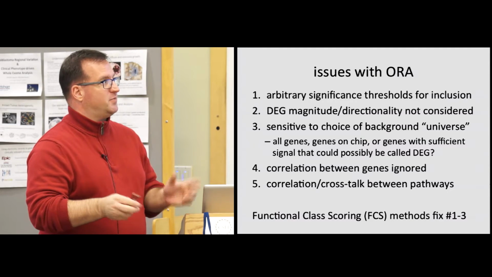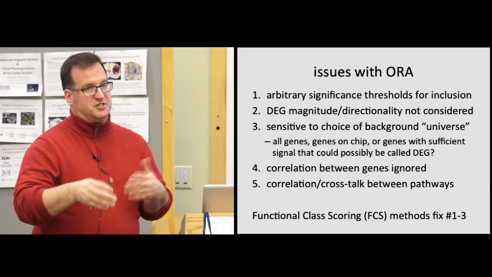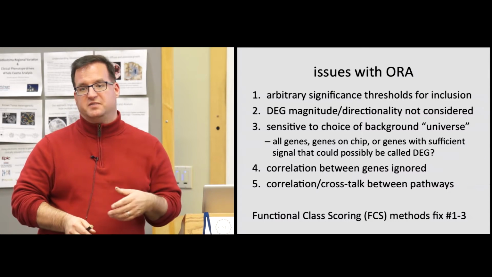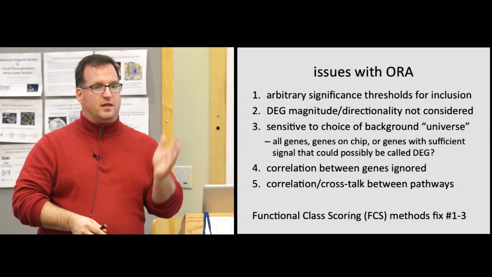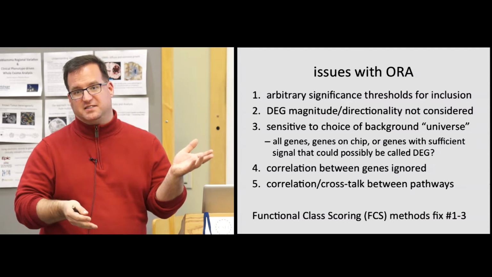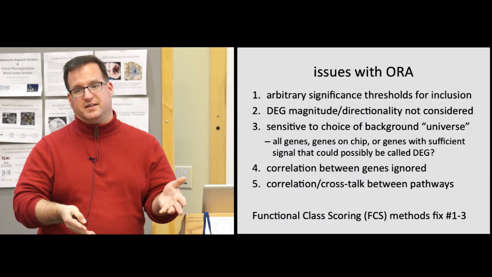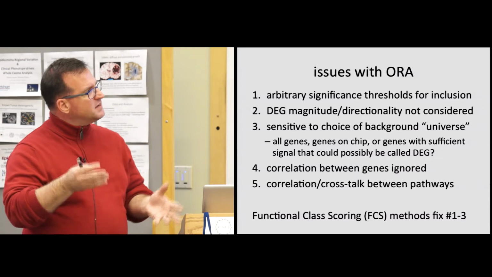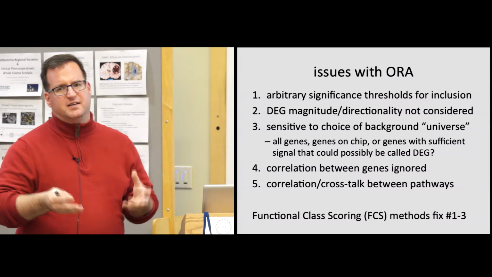Do you talk just about the subset of genes that had sufficient signal that you could even possibly call them DEGs? So some kind of low expression filter, where you said, well, these genes were so lowly expressed that they never had a chance to even be called DEGs, so I shouldn't penalize them for that. So there's some issues with the universe and some biases.